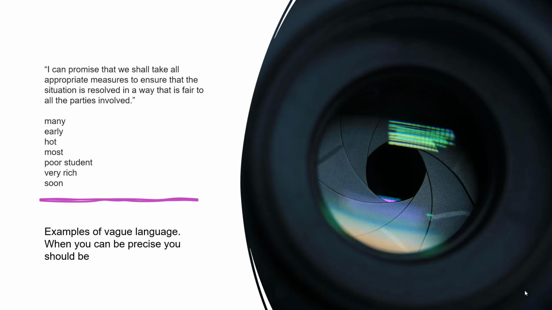Instead of saying poor students, say students that have an average of 2.2, right? Not poor in terms of money, but poor in terms of grades.